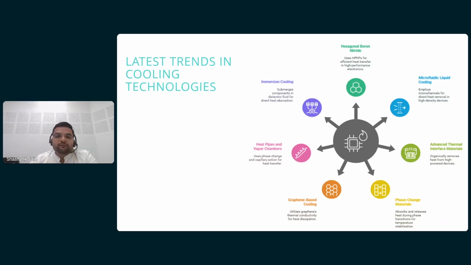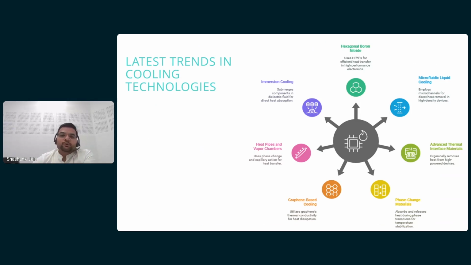Now, the different techniques which use only this particular criterion of advancement of heat removing materials, some of the methods which are mentioned here, are advanced thermal interface materials, hexagonal boron nitride, graphene based cooling, phase change materials, and so on.